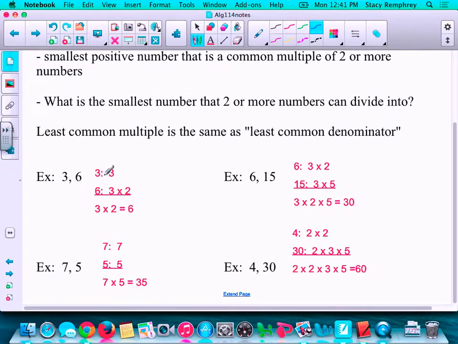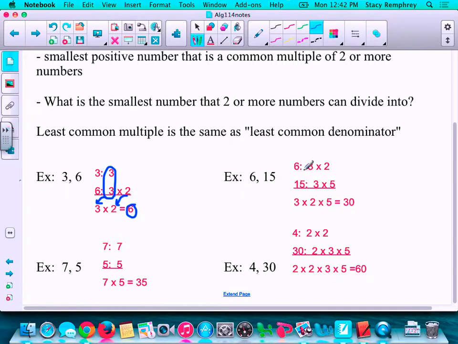So what I looked at here is I said the factors of 3 are 3, the factors of 6 are 3 times 2. What's one they share? If they share it, you're only going to bring that down one time. And then you're going to bring down everything else. So 6 is the least common multiple of 3 and 6. It's the smallest number that 3 and 6 can go into.